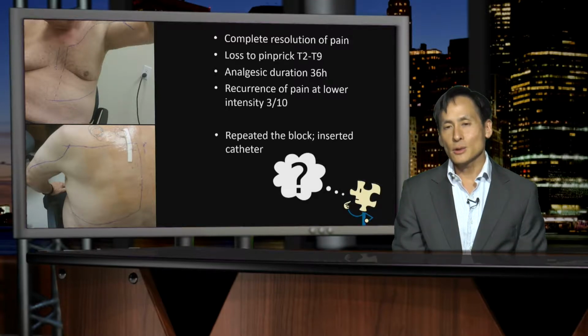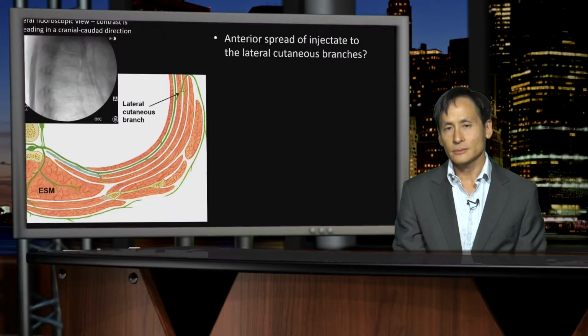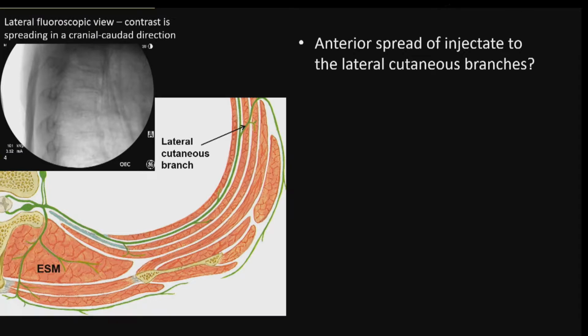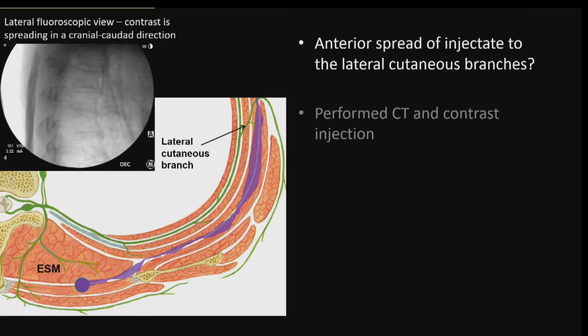Now, at this point, the obvious question that arose in our minds was, how is this block working? And initially, based on this plane spread, we thought this must be anterior spread of injectate to the lateral cutaneous branches of the nerves. And so we thought that by injecting above the erector spinae muscle, it was somehow spreading all the way into the mid-axillary line and catching those lateral cutaneous branches.